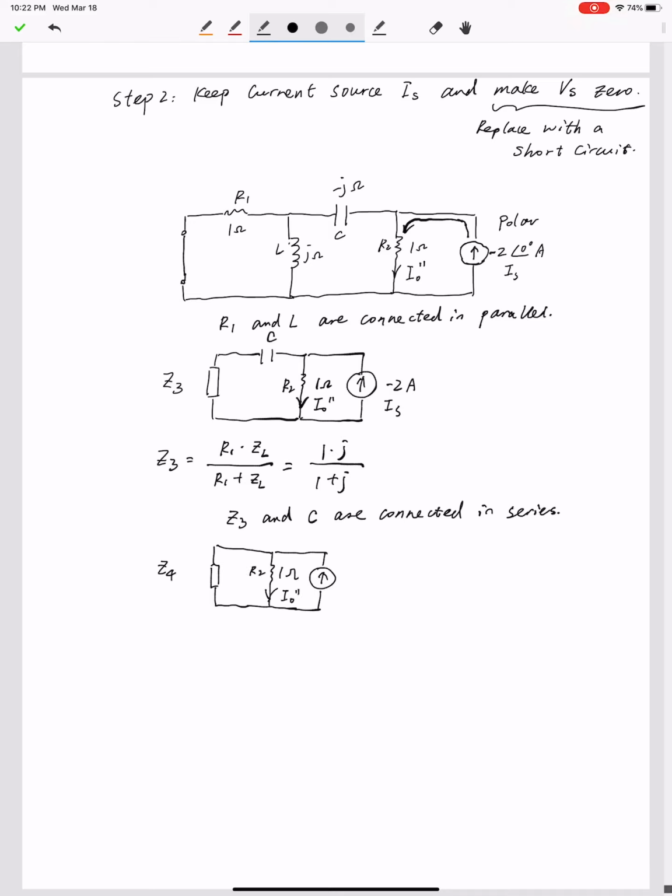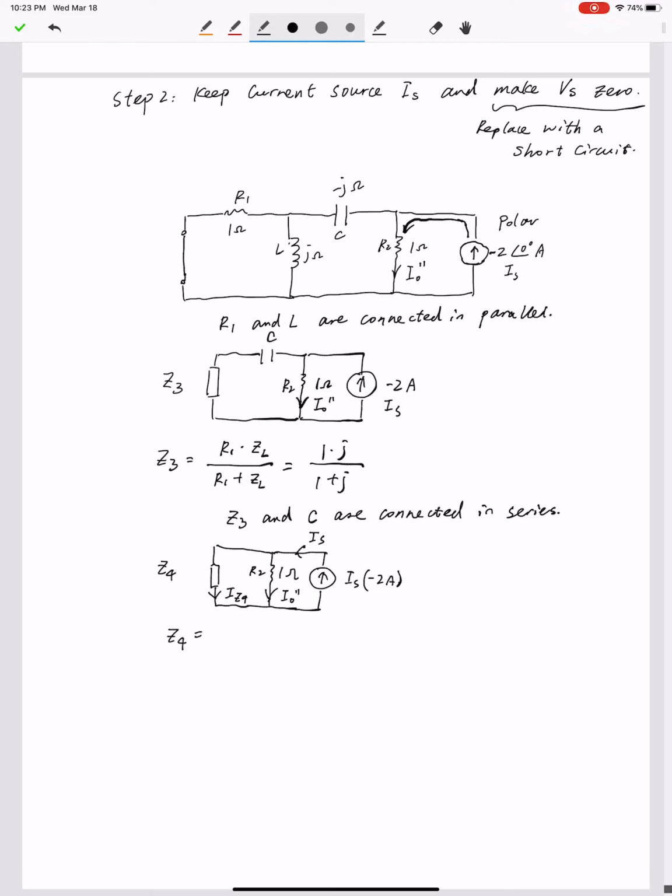This is R2. This is IS, minus 2 amp. As you can see, this circuit is a very simple current division law circuit. We have an entering current IS, and IS gets split into two branches. One branch is IZ4, the current flowing through Z4. The other branch is I naught double dot, the current flowing through R2, and it is also the result we are looking for.